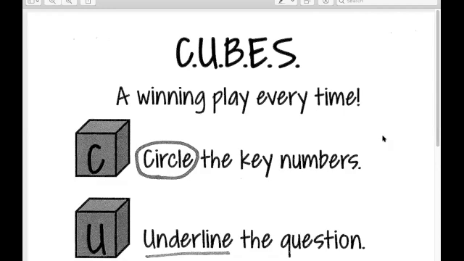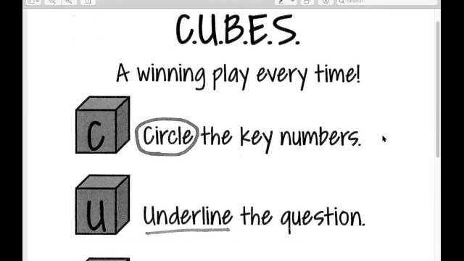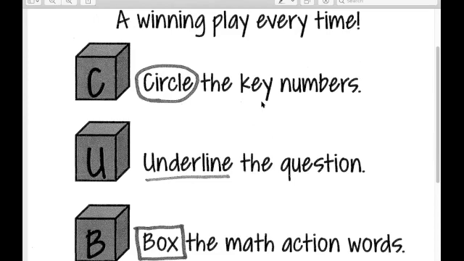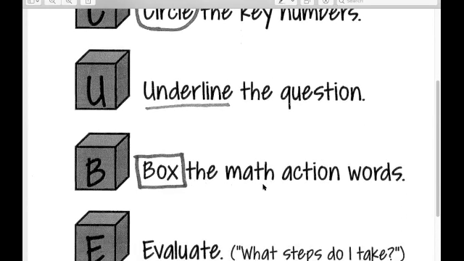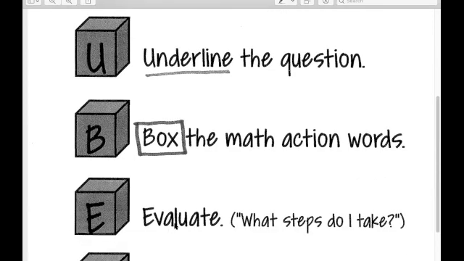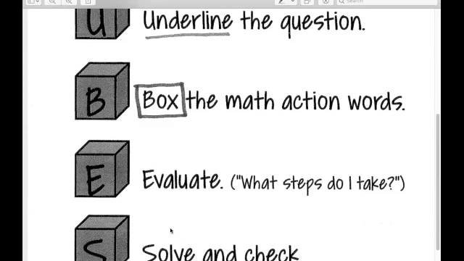True story. So we're going to follow this CUBE strategy to solve our word problems, and we're going to get rid of all those anxious, bubbly butterflies in our stomach. CUBE stands for: Circle the key numbers, Underline the question, Box the math action words, Evaluate, or ask yourself, what steps do I need to take? And S, Solve and check your problem. That's it. Those are the steps to solve all the world's word problems.